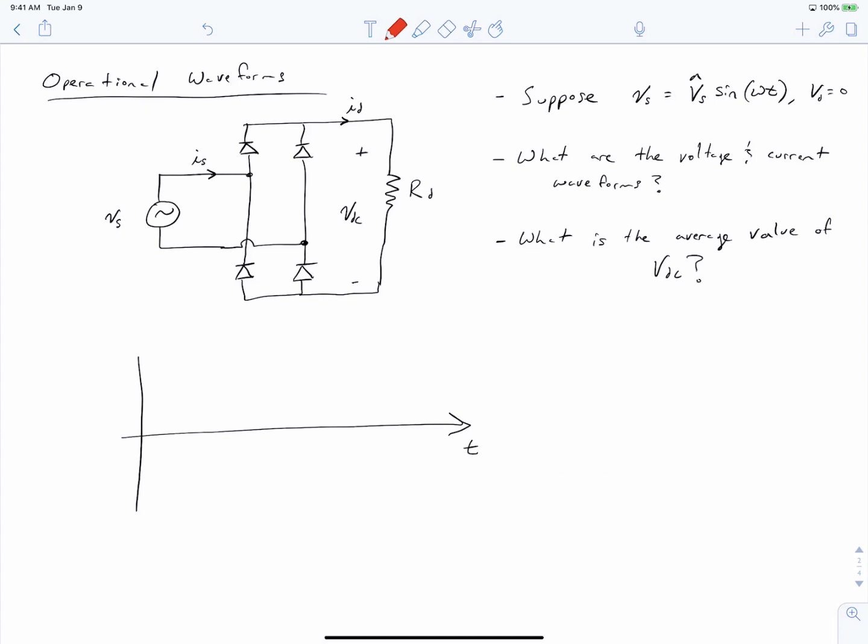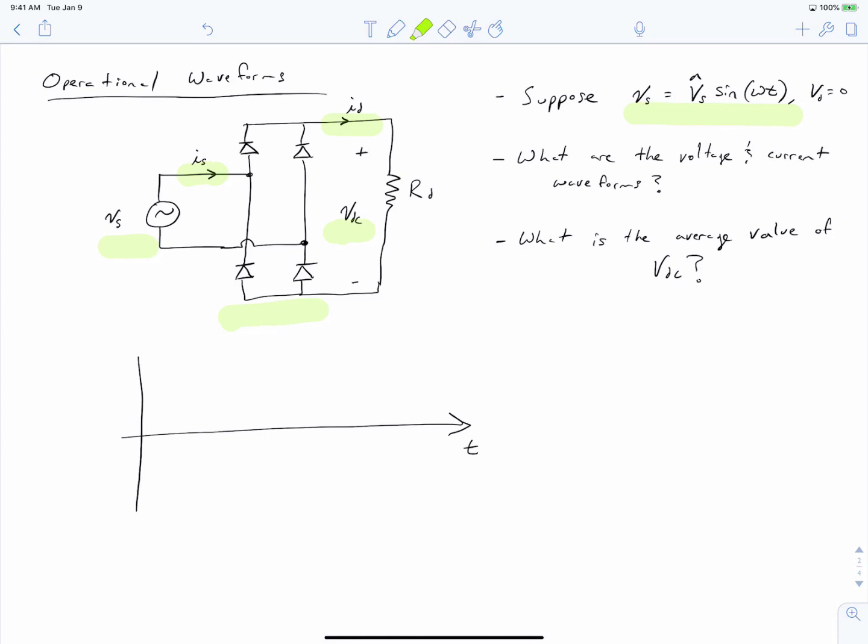Let's now consider the fundamental operation of the single-phase rectifier. We're going to lead into this by considering our single-phase rectifier to be attached to an ideal voltage source, Vs. Vs is assumed to have a peak of Vs hat multiplied by the sine of omega t. Omega is our frequency. We're going to consider the input current to be Is, the output current to be Id, and the output voltage to be VDC.